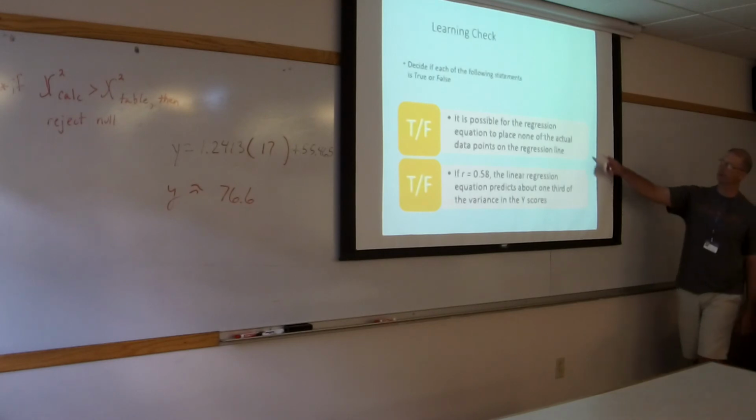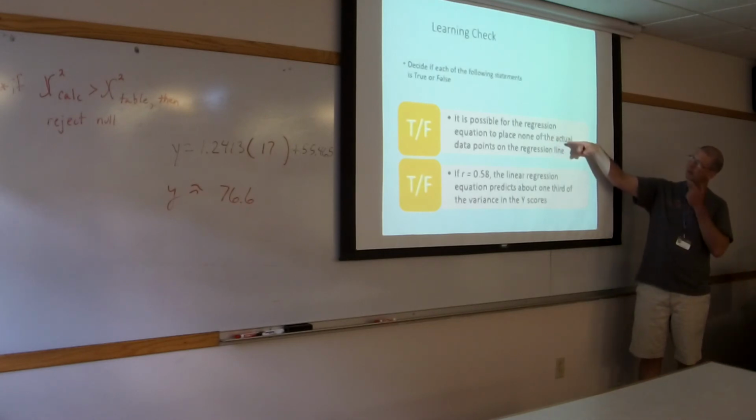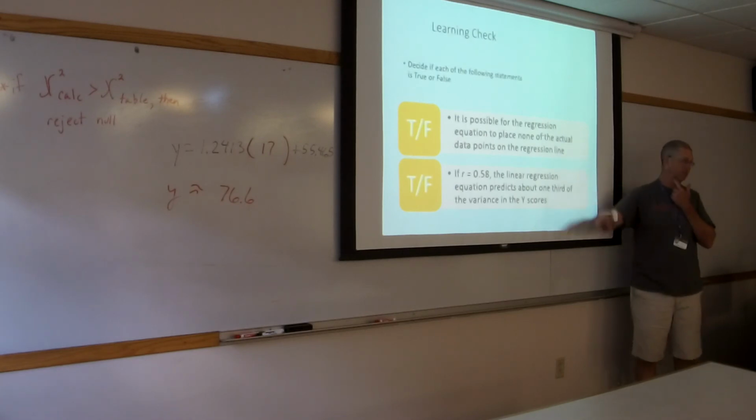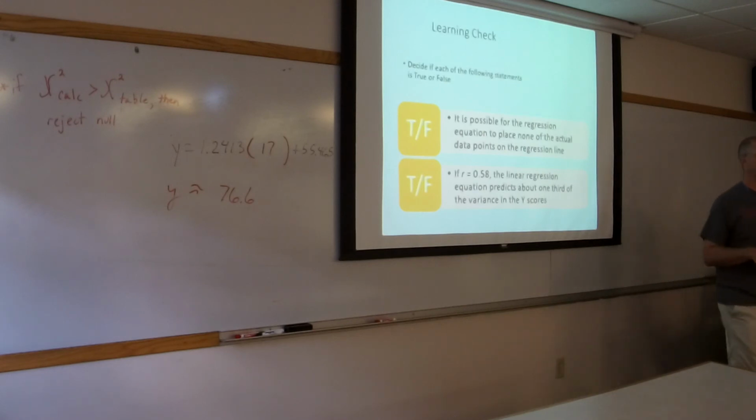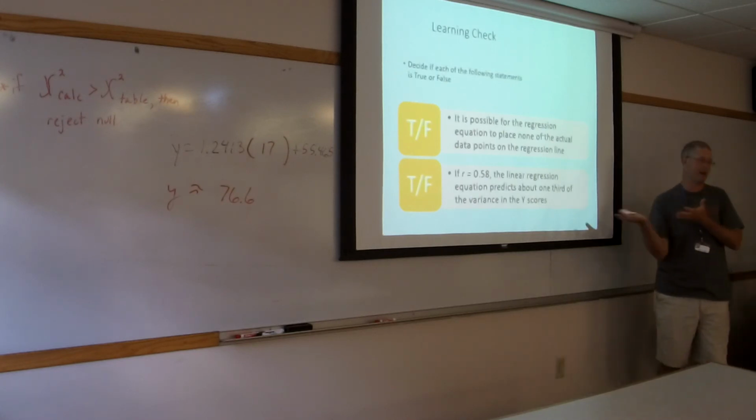We talked about this one a little bit earlier. It is possible for the regression equation to place none of the actual data points on the regression line. The one point that will always be on that line, this is a little information, is that if you take the average of the x value, like we're doing shoe size and height, you take the average of the shoe size and the average of the height and make that a point. That will be on it. That's guaranteed to be on there. The other ones don't necessarily have to be there, but that may not be one of your data values.